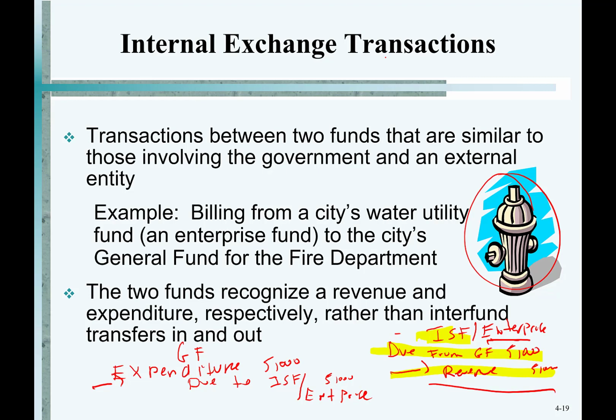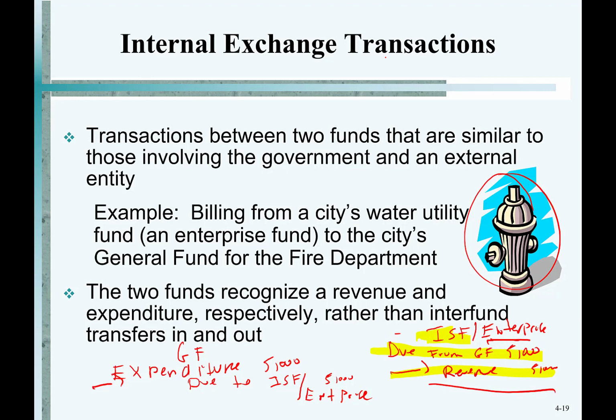Okay, so if that's the case, now the general fund again would debit expenditure for now $5,000 worth of water that was used. They'd credit now not due to internal service fund, but what? Enterprise fund. And in the enterprise fund, they will do what? Debit due from general fund, credit revenue for the $5,000 because now they've provided as an enterprise fund something to the governmental funds. And that can happen, right?